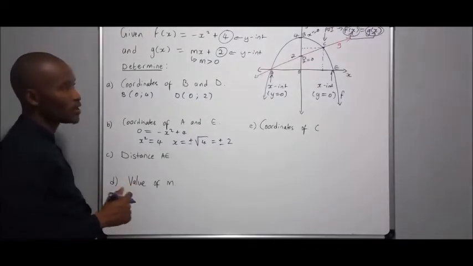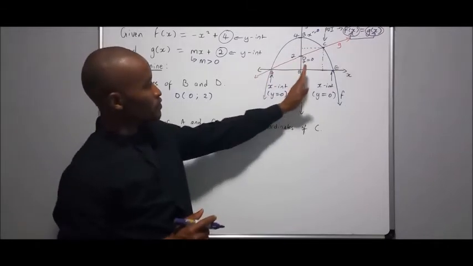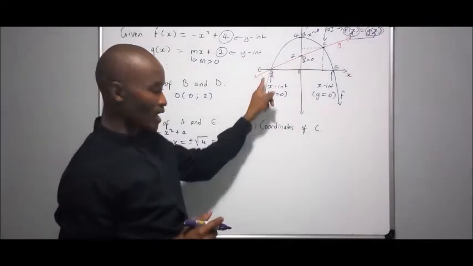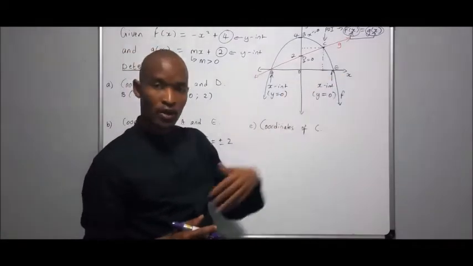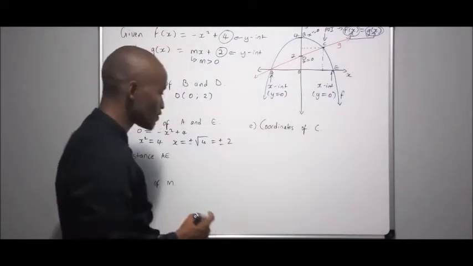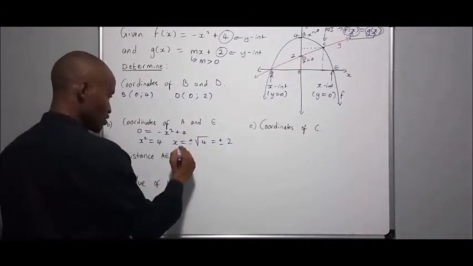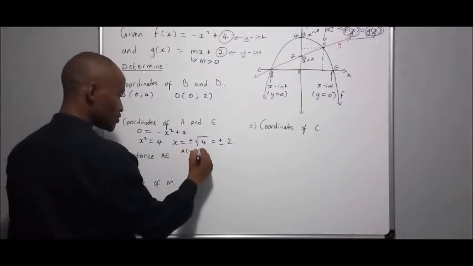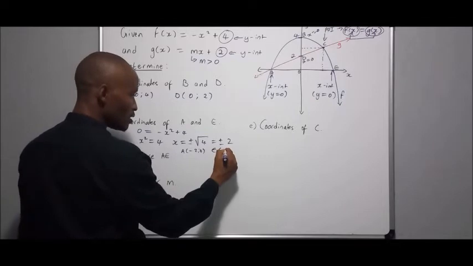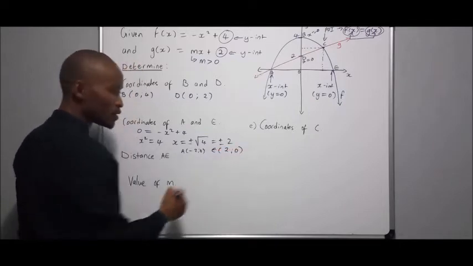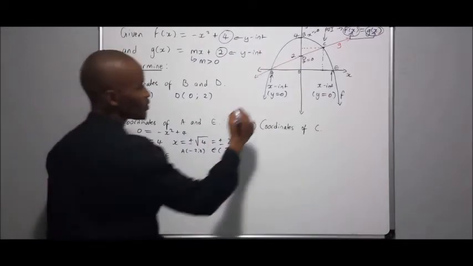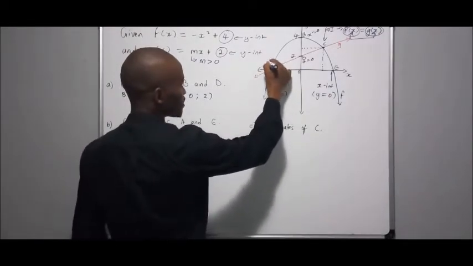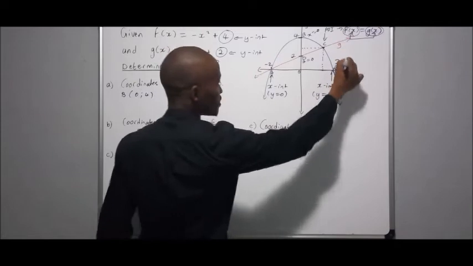Okay, so the coordinates of A, it is to the left of 0, so it must have a negative x coordinate. So we take a negative 2 for that. And E, it is to the right of the origin, it must have a positive x coordinate. So your A is (-2, 0), and then your E is (2, 0). Okay, great stuff. So we can put it there. That is negative 2, and that is 2.